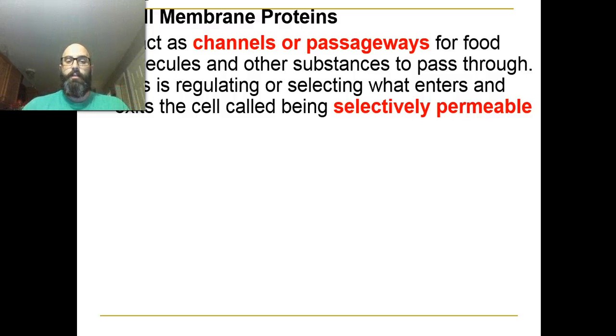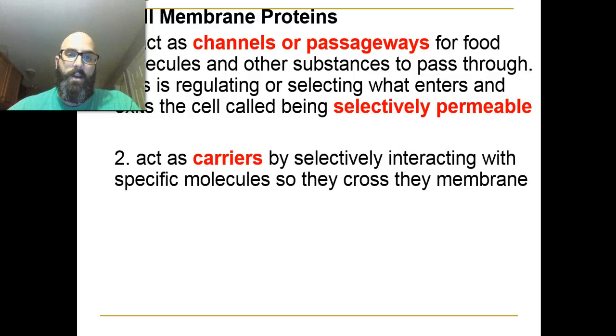Basically, channel proteins act as gates or doors, and if the cell needs it, the door opens, things come in. If it doesn't need it, things go out. If it doesn't need it and everything's fine, the door remains closed and nothing can get in or out. The other thing cell membrane proteins do is they act as carriers by being able to selectively interact with specific molecules so they can cross.